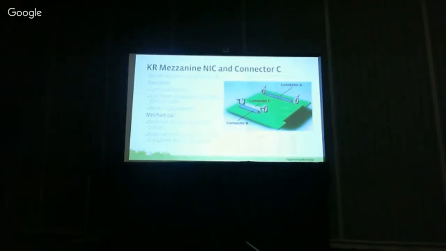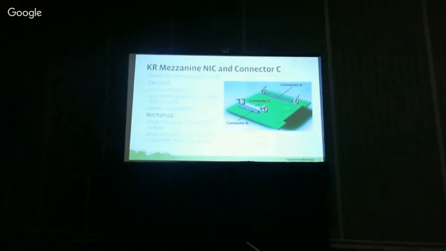And that actually leads to the mechanical. The intention when we enabled Connector C was to make it mechanically backward compatible to the highest possible degree. So the location of Connector C was picked in order to not change the outline of the mezzanine part. You can see Connector C is actually inside the outline of the mezzanine NIC itself, so it doesn't increase the PCB size.